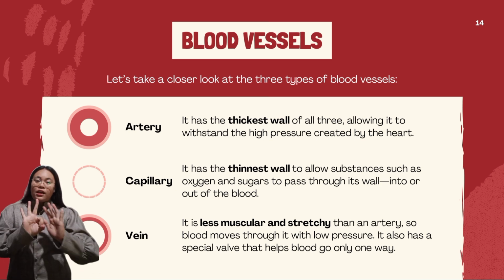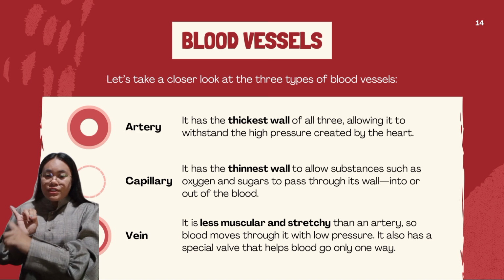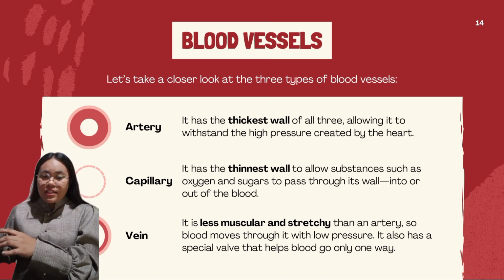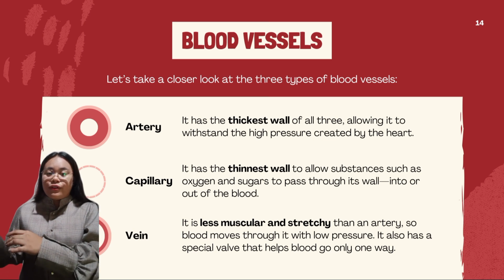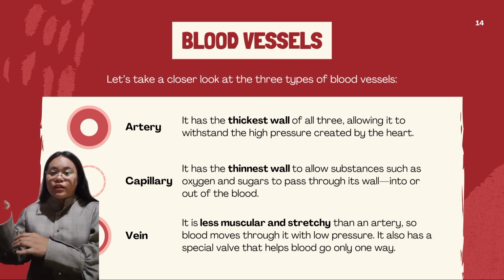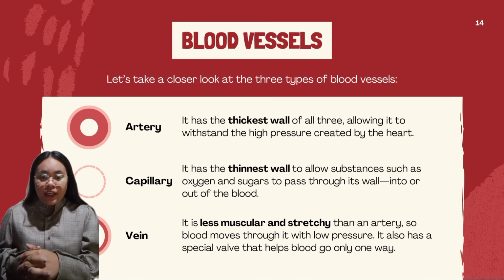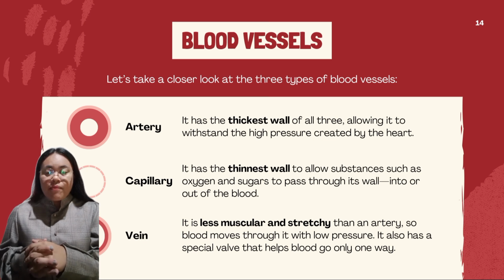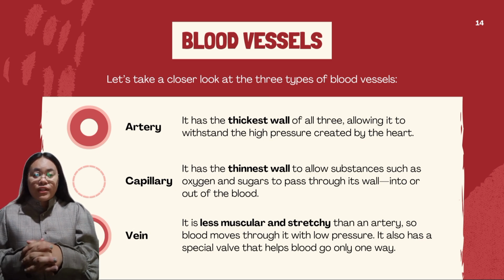The first type of blood vessel we will discuss is the artery. The artery has the thickest wall of the 3, allowing it to withstand the high pressure created by the heart. Next is the capillary. It has the thinnest wall to allow substances such as oxygen and sugar to pass through the wall into or out of the blood.